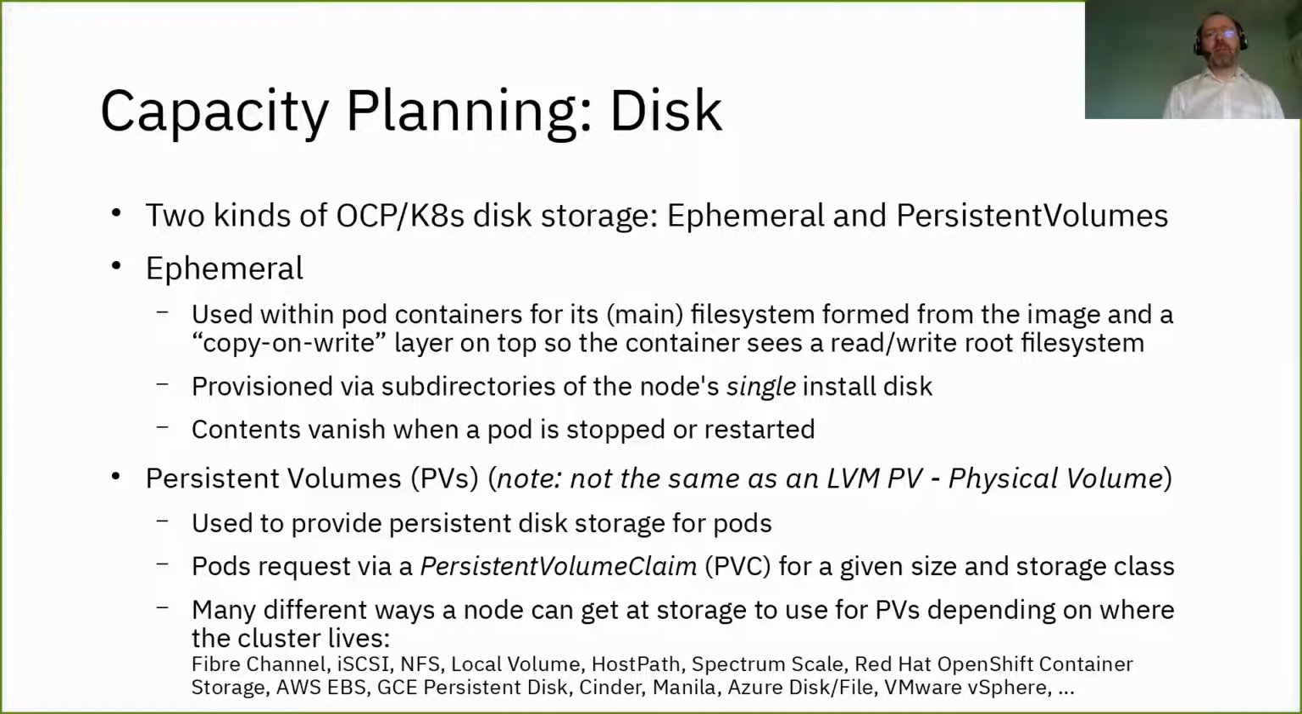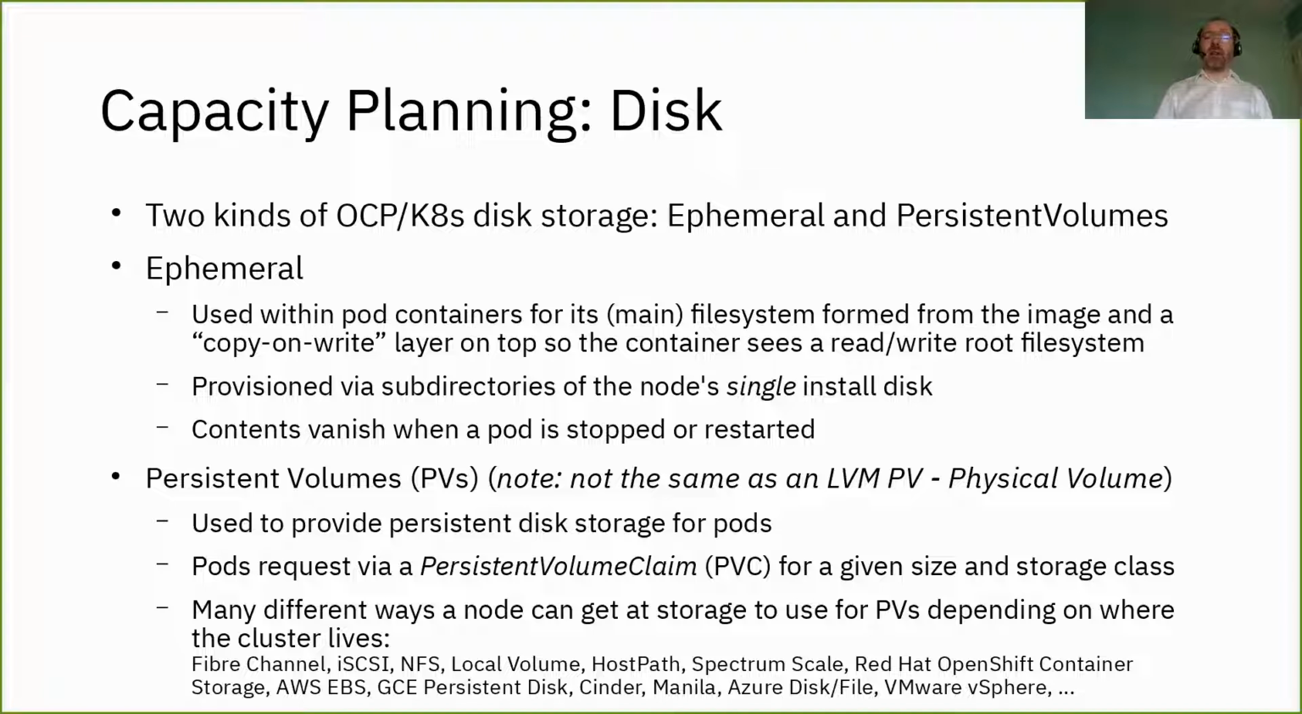Capacity planning for disk. Okay, so general OpenShift stuff, there's two kinds of disk storage. There's ephemeral and there are persistent volumes. So ephemeral is used within pod containers for the file system that gets formed. And the contents vanish when a pod is stopped or started. So for stateless stuff, that's exactly what you want.